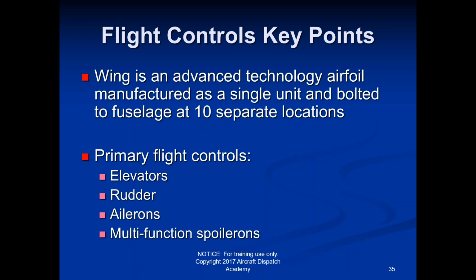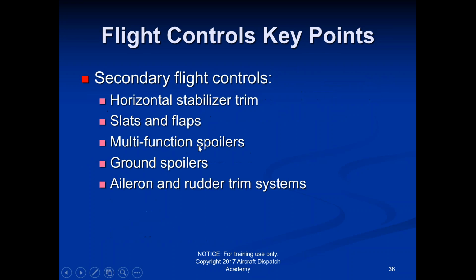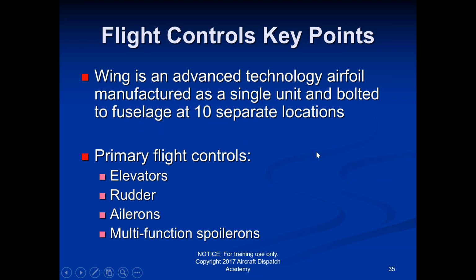The wing is an advanced technology airfoil manufactured as a single unit and bolted to the fuselage at 10 separate locations. You got your primary flight control. So this is something you're going to need to know. If I ask you what are the primary flight controls, you would say elevators, rudder, ailerons, multifunction spoilers. What was that last one? Ailerons and multifunction spoilers.